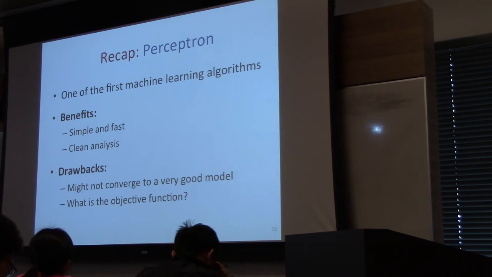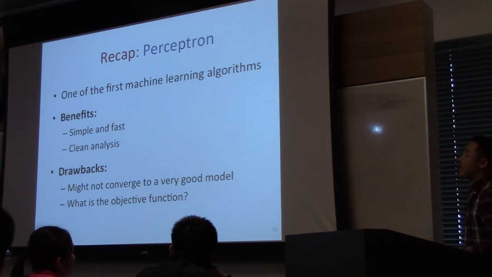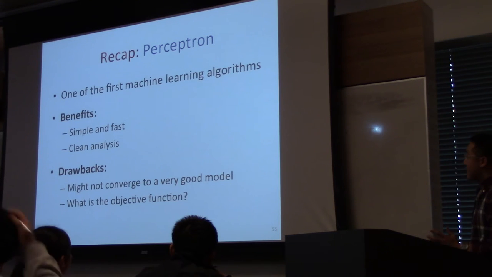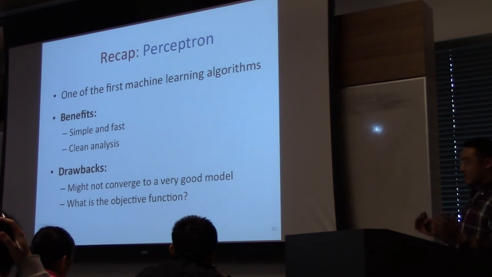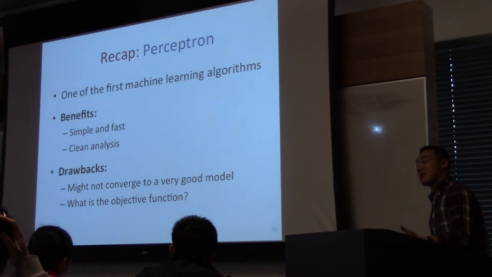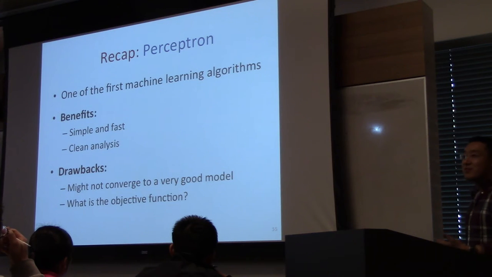Okay, let's just recap the Perceptron. It's one of the first machine learning algorithms ever invented. Actually, at the time when it was invented, machine learning as a concept hadn't really been cohesively defined yet. The benefits are it's simple and fast, so it's easy to implement. It runs really quickly when you actually run it. It has a very clean mathematical analysis.